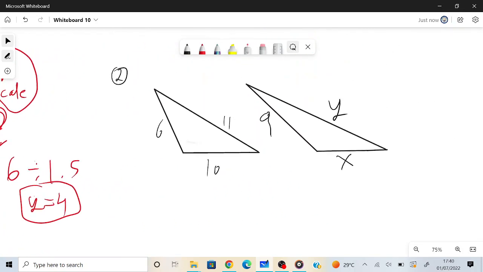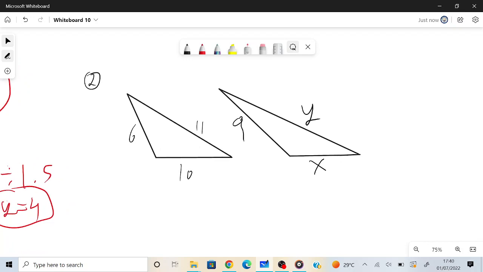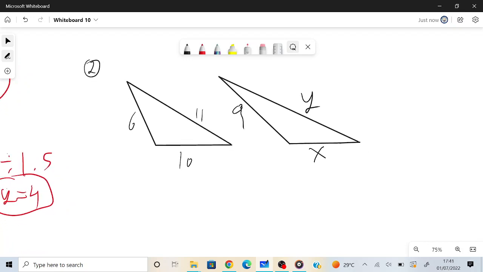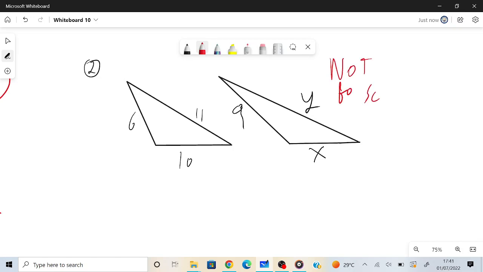On to the next example. Right, so let's just get rid of this here. Okay, again, not to scale. Please take note, not to scale.